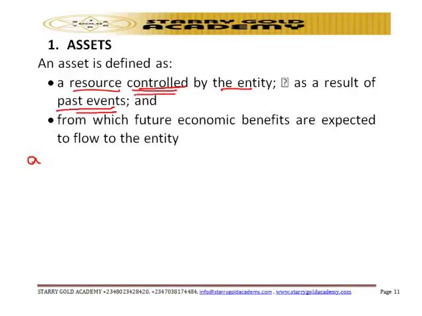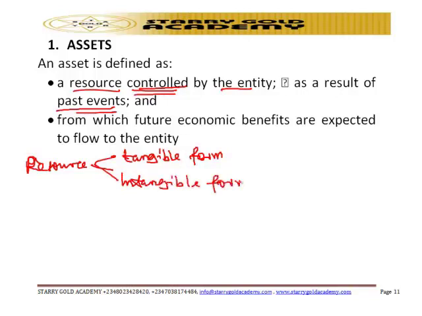So the resource might be in tangible form, or in intangible form. So they must be in control by the entity. So if it's not in control by the entity, we can't classify that as the asset of the entity, and it must arise as a result of past events. So there must be a past event that has resulted in that. And the third part is that the intention is to generate economic benefit from the expected flow to the entity.